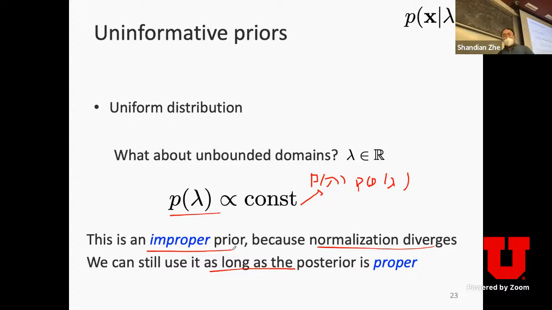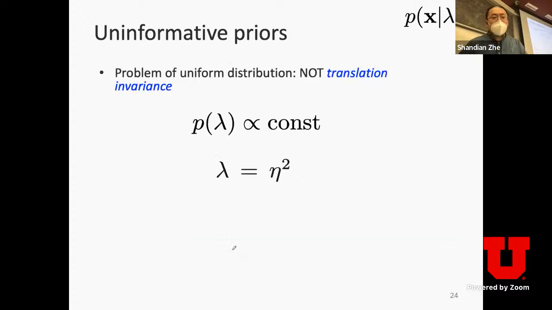So now comes the question: is the uniform distribution the best uninformative prior? Or should we use the uniform distribution, in its improper version for unbounded domains, as our ultimate choice for the uninformative prior? The answer is no, because the uniform distribution has a problem. The problem is that it is not translation invariant.